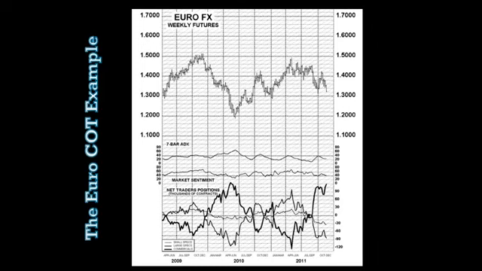So if you look at the price swings in the euro, you can see that the commercials pretty much called the highs and lows of every significant price swing. And that's the category of trader that we want to be mimicking, and allow them to engineer the price swings that will unfold, and we trade within that price swing.